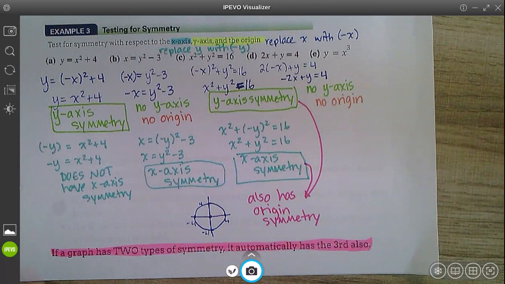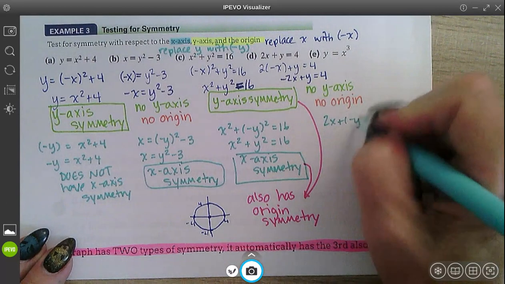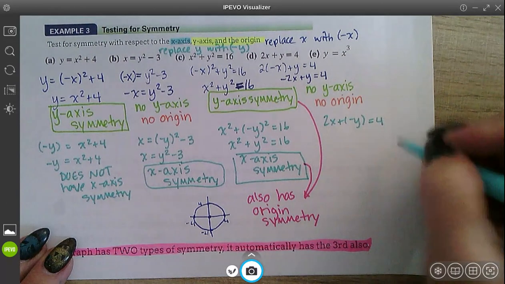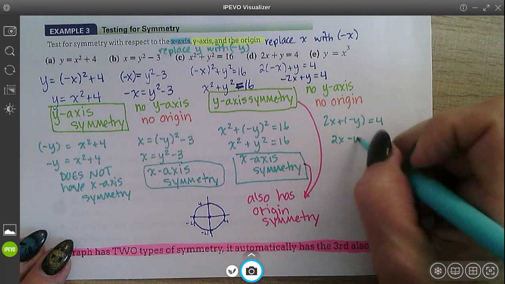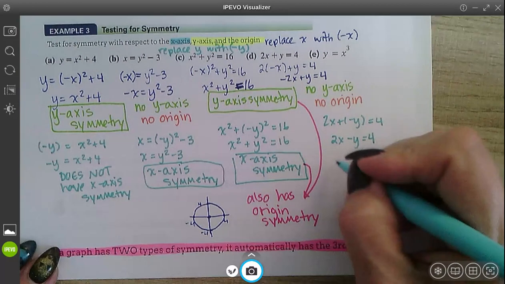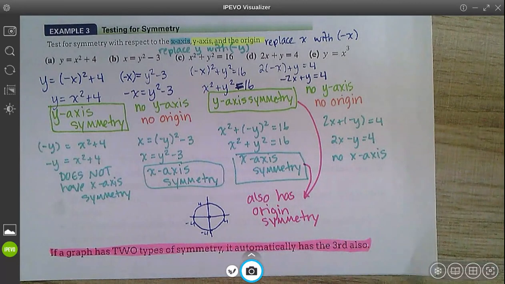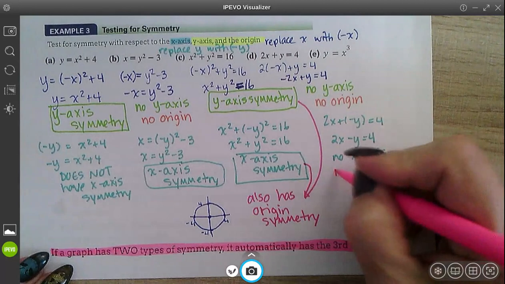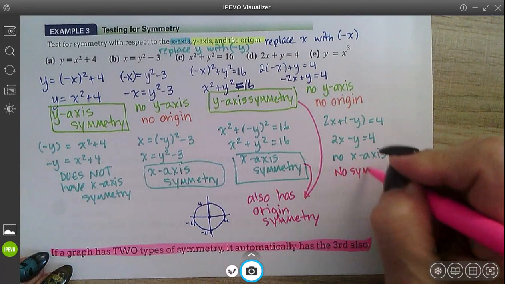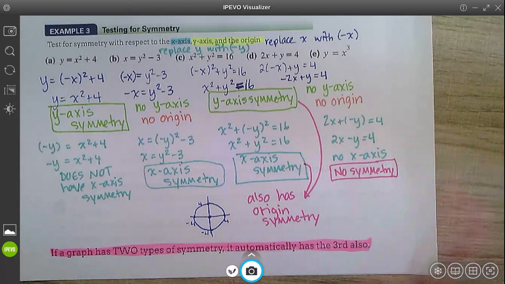Let's replace y with opposite y. So 2x plus opposite of y equals 4. So that would be 2x minus y equals 4. Is that the same as the original? No. So it does not have any x-axis symmetry. So this graph actually has no symmetry with respect to any of those: x-axis, y-axis, or origin symmetry.